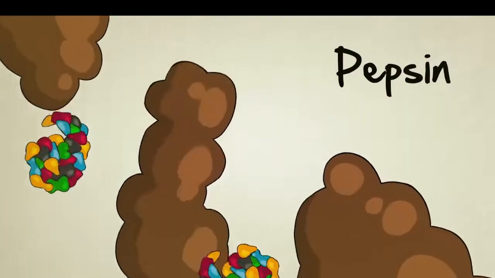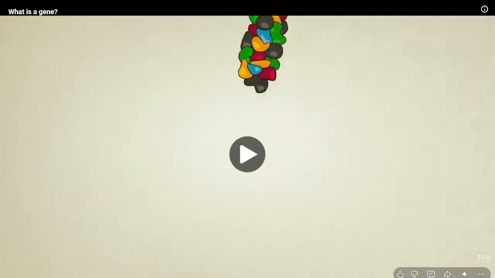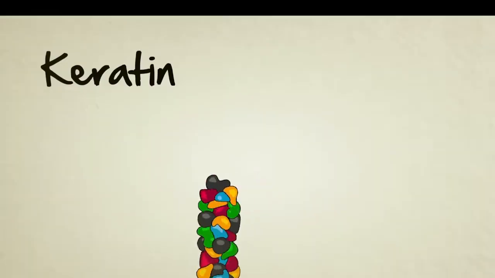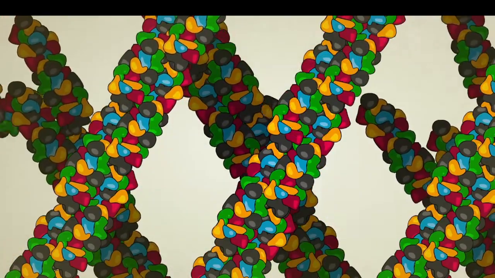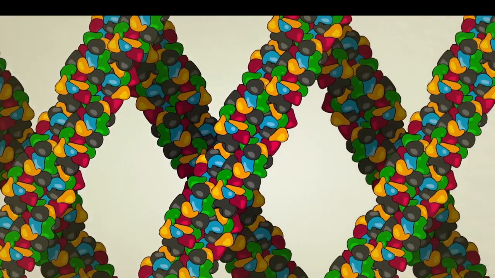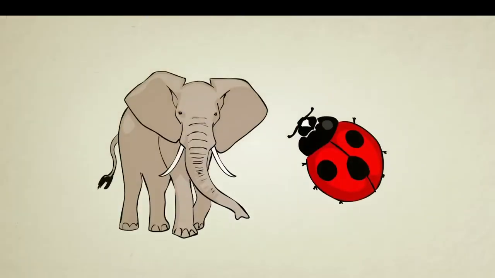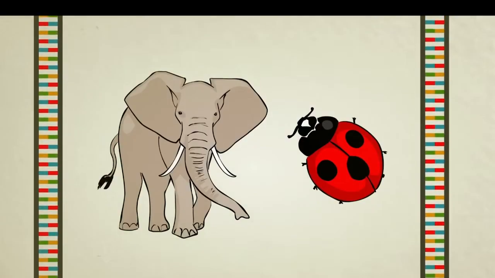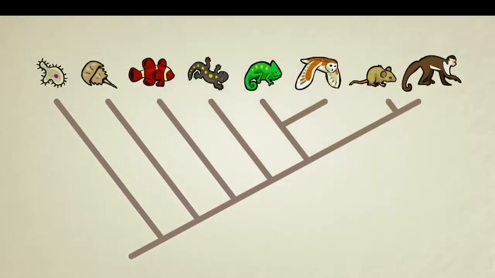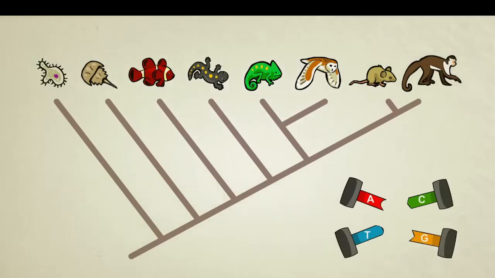Its unique shape allows it to break down food inside your stomach so it can be absorbed by the body. Pepsin is an enzyme. Keratin is a structural protein. Its unique shape and size allow it to link together with other keratin proteins to form hard structures like fingernails, claws, and beaks. Different creatures have different genes, which is ultimately why their bodies look and function differently. But one of the many reasons scientists believe all life on Earth is related is that the basic DNA code, the language of A's, C's, T's, and G's, is pretty much the same for all living things.